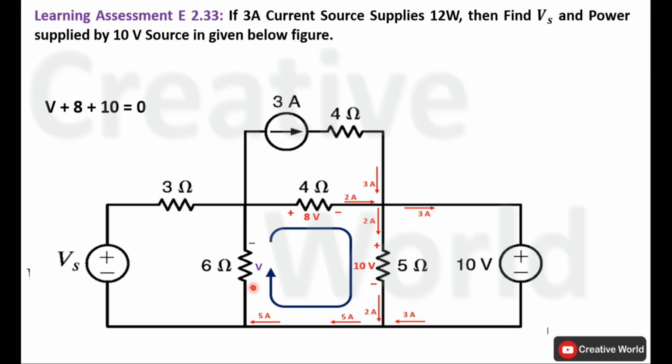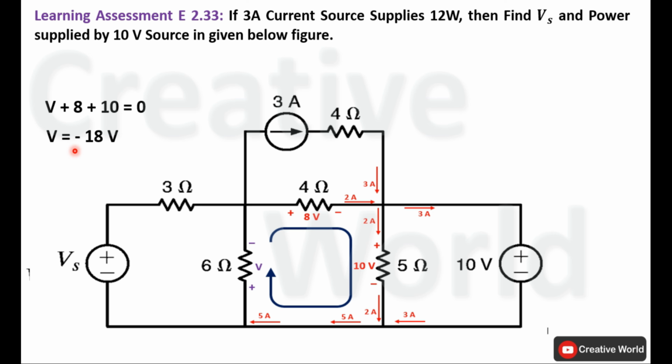Current entering terminal is positive, so voltage across 6 ohm resistance will be taken with positive sign. Move to 4 ohm resistance. Current entering terminal is positive, so its voltage will also be taken with positive sign, plus 8 volt. And the last element 5 ohm resistance, current entering terminal is positive, so voltage of this resistance will be also taken with positive sign, plus 10 volt is equal to 0. Now add these constants together and place them on the other hand side of equal to calculate the value of V, that is minus 18 volt.